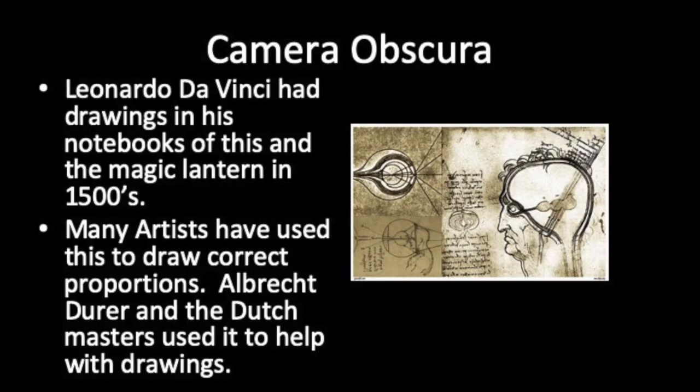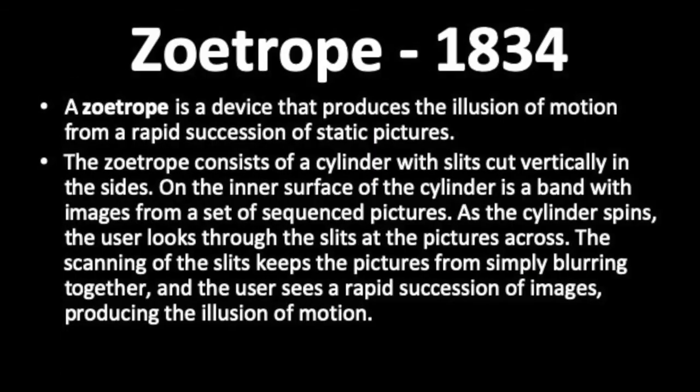Interestingly, the camera obscura was created by Leonardo da Vinci in his notebooks in the 1500s. It was actually called the magic lantern. Many artists used it as basically a way to transfer images, especially during the Renaissance, because photography wasn't invented until 1826. Because of that, photography wasn't widely used until the 1860s.